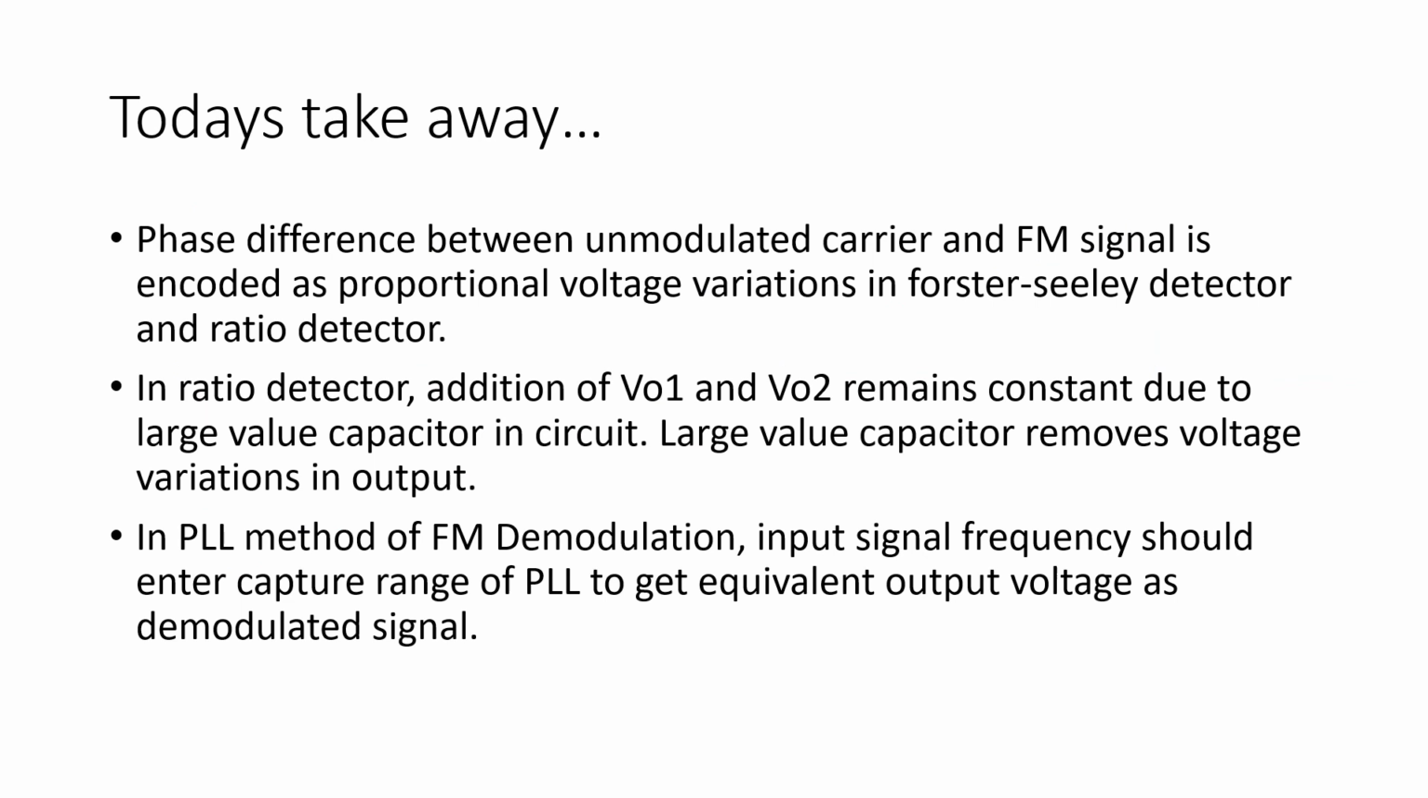Takeaway from today's lecture: phase difference between unmodulated carrier and FM signal is encoded as proportional voltage variations in Foster-Seeley detector and ratio detector. In ratio detector, addition of V01 and V02 remains constant due to large value capacitor in circuit. Large value capacitor removes voltage variations in output. In PLL method of FM demodulation, input signal frequency should enter capture range of PLL to get equivalent output voltage as demodulated signal. Thank you.